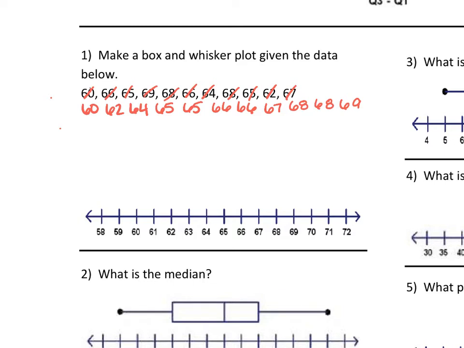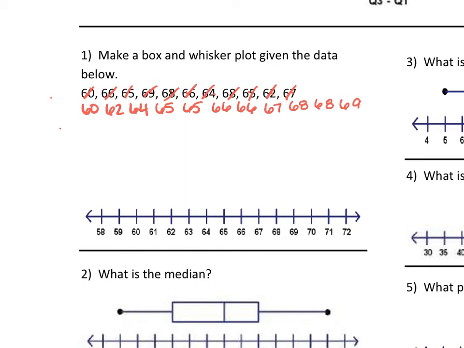I have 11 data points. Is that what y'all got? 1, 2, 3, 4, 5, 6, 7, 8, 9, 10, 11. 11 data points. Okay. So my minimum value is what? 60. My maximum value is 69. Okay, those are important. Now, but let's talk about the median first.